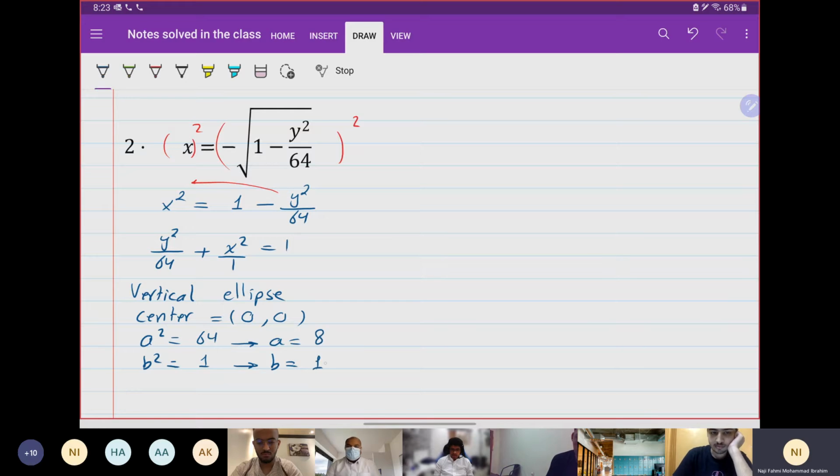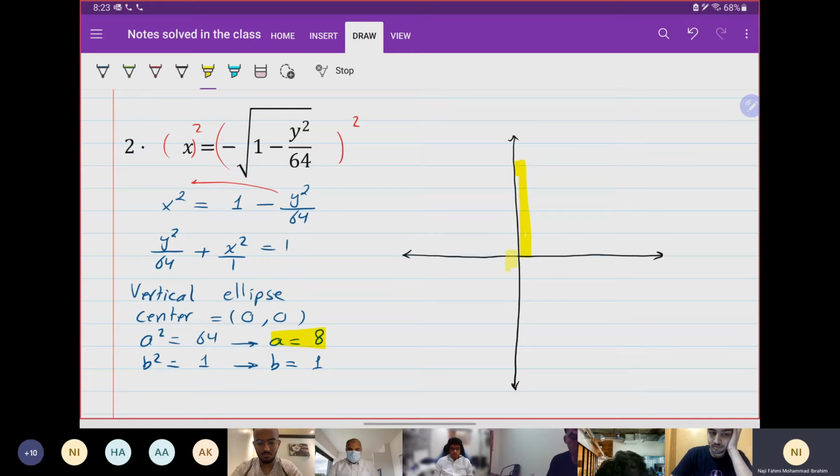Now the question is asking us to graph. This is a vertical ellipse, Shabab, so A will be vertical. Since A is vertical, I have to go with A up and down. I will go 8 units up and 8 units down, stopping at 8 on top and at negative 8 below. B is 1. I will go 1 unit to the right and 1 unit to the left, because B is in the opposite direction of the ellipse.